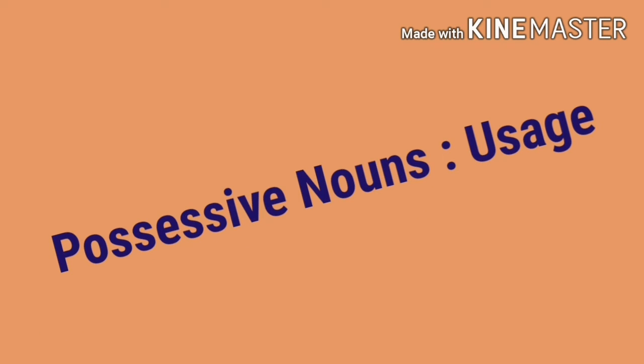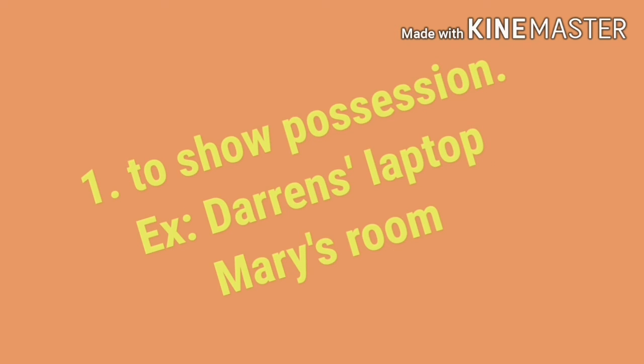The usage of possessive nouns. Take your book, page number 32. First one, to show possession. Examples, Jaren's laptop. Whose laptop? Jaren's laptop. So we add apostrophe s to the noun Jaren. Next, Mary's room. Whose room?